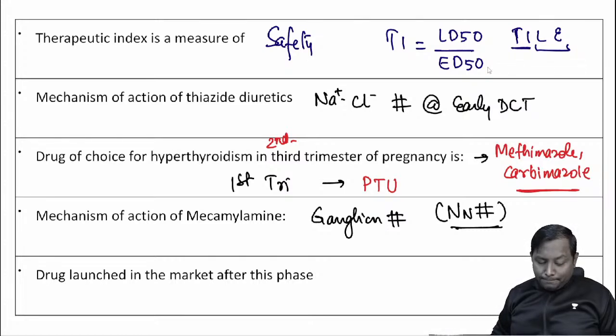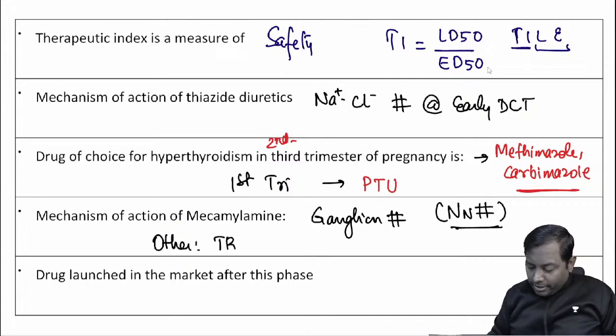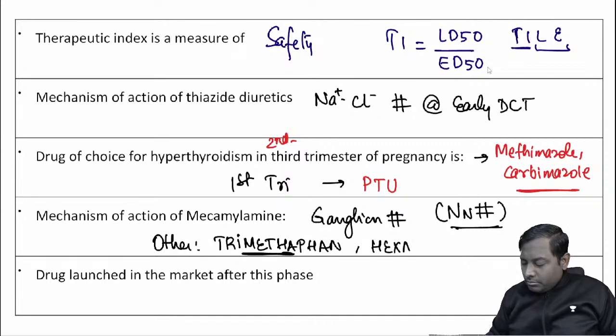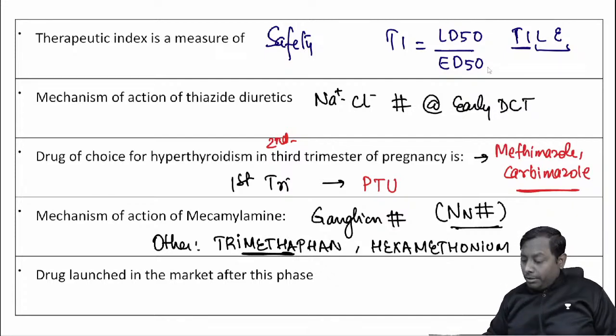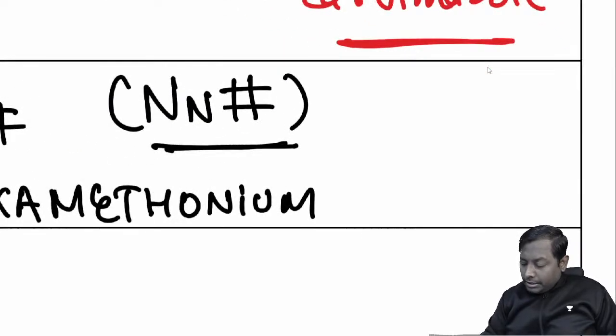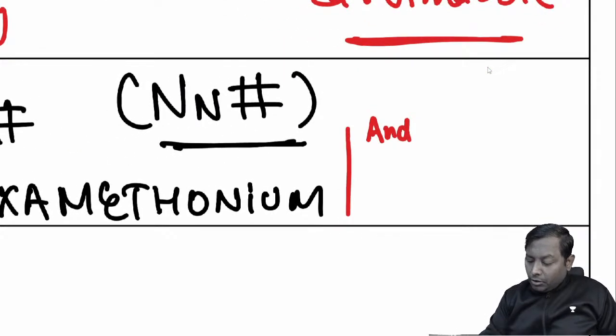Like trimethaphan. It's a ganglion blocker. We also call it an NN blocker. Very good. Methonium. So remember, trimethaphan, hexamethonium. So these are the other ganglion blockers, and they are also considered the antidote of nicotine poisoning. So one more point that you can take note of here, that these are considered as an antidote for nicotine poisoning.